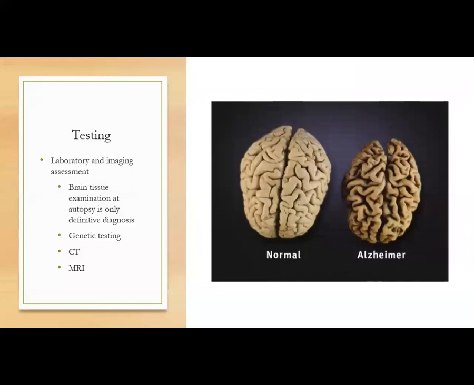For testing, they can do some imaging assessments. Brain tissue examination at autopsy is the only definite diagnosis. So the only way you can find out is once the patient has passed, to actually look at the autopsy of their brain tissue. You can do genetic testing, CT or MRI.